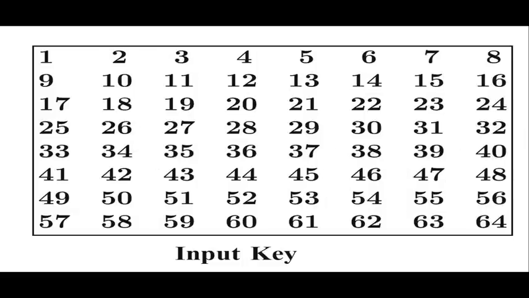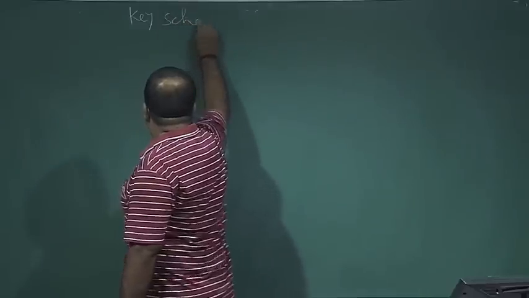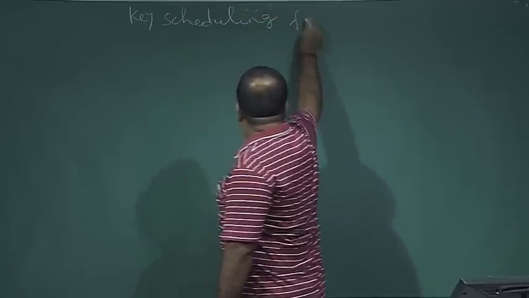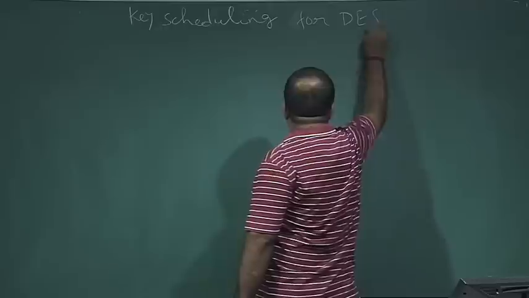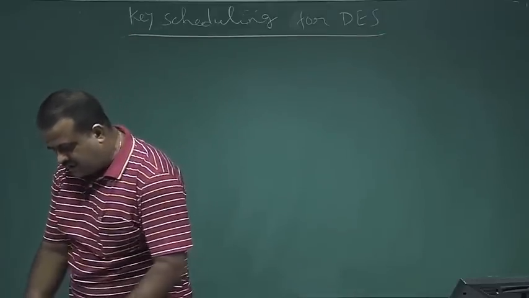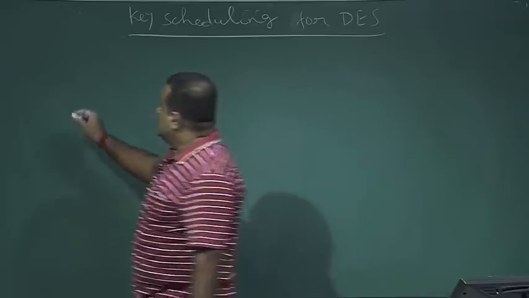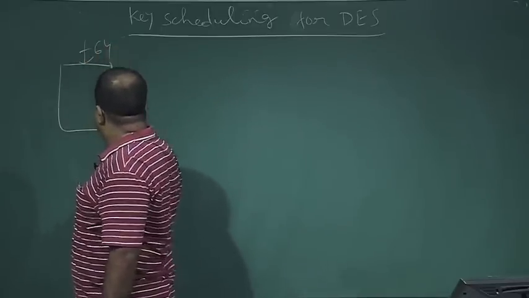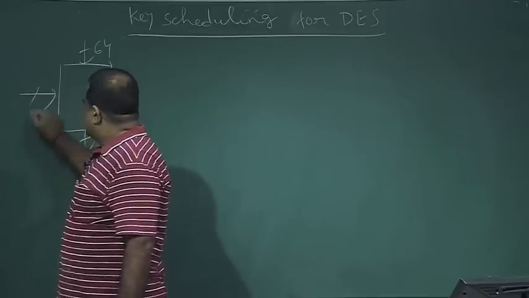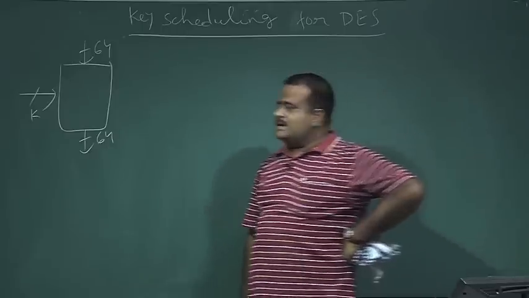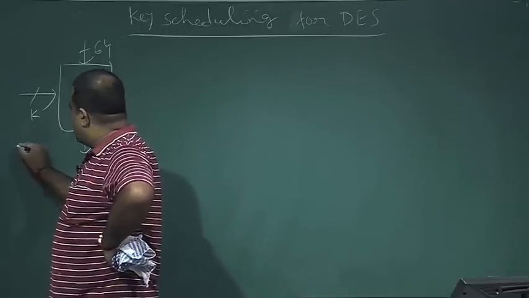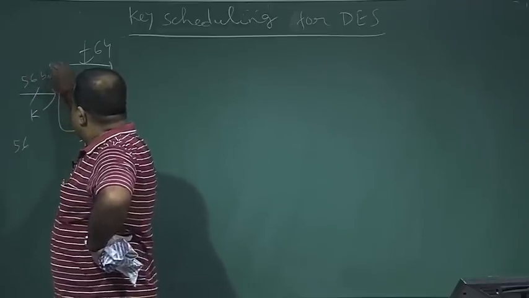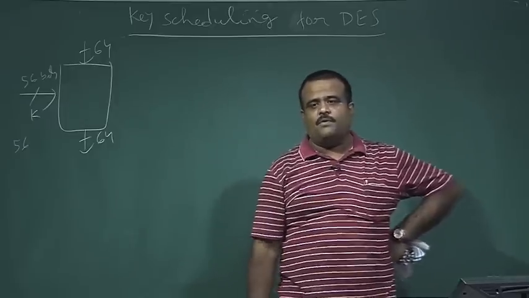Now, we talk about the key scheduling algorithm. How can we get the round keys from this secret key K? That is called key scheduling for DES. For key scheduling, our DES plain text size is this, the ciphertext size is this, and this is the key size. The effective key size is 56 bits, but usually keys are given in 64 bits.